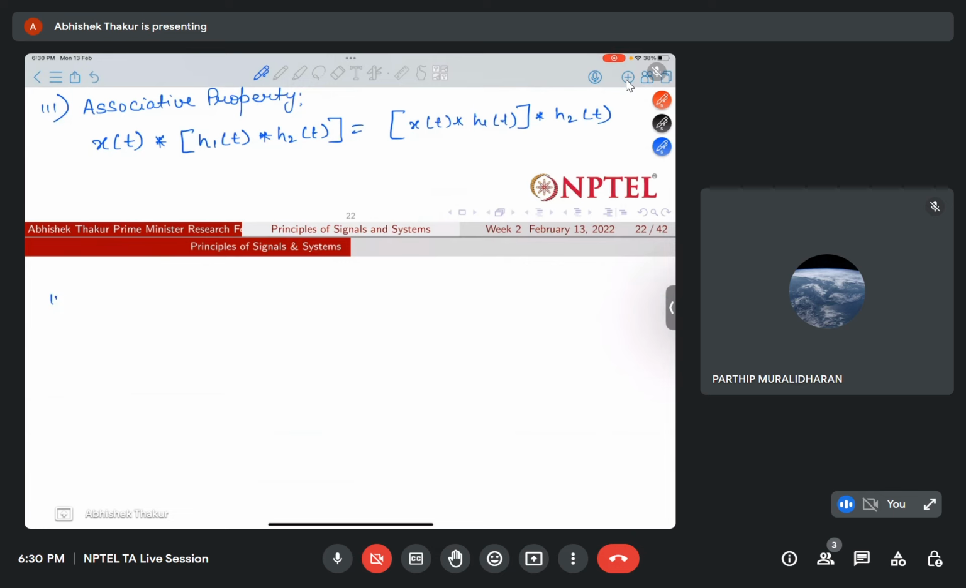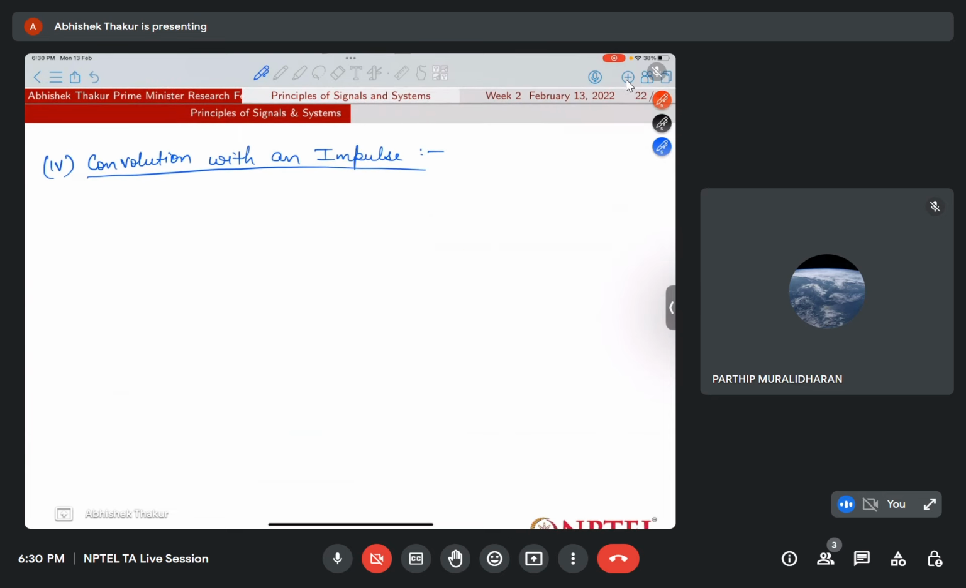Now the fourth property, that is convolution with an impulse. This means x(t) convolution delta(t), that is the impulse function, is the function itself. Whenever a function is convolved with delta(t), it will give the same function. So we'll see the proof, because this is a really interesting property and this is very useful also.